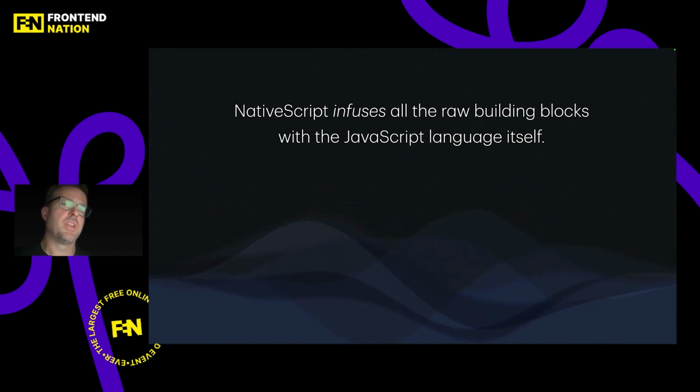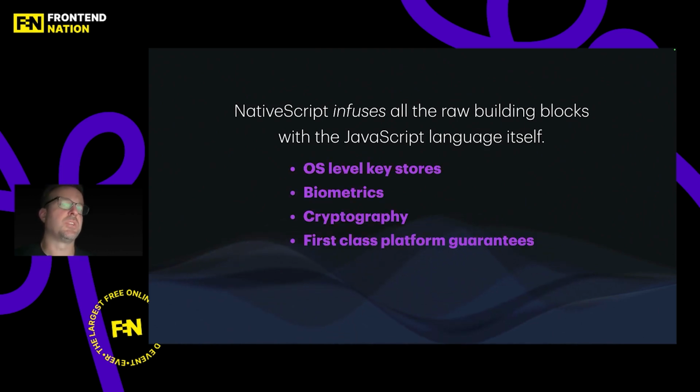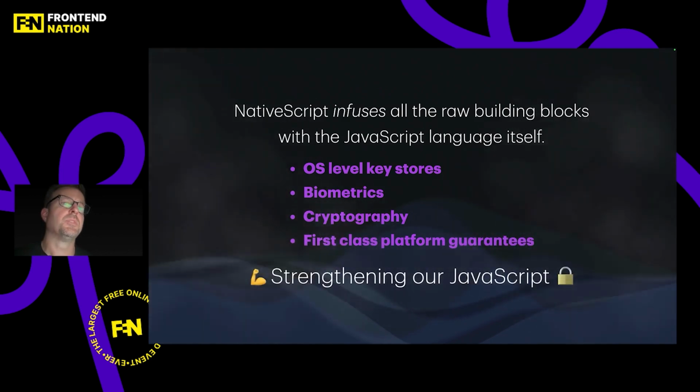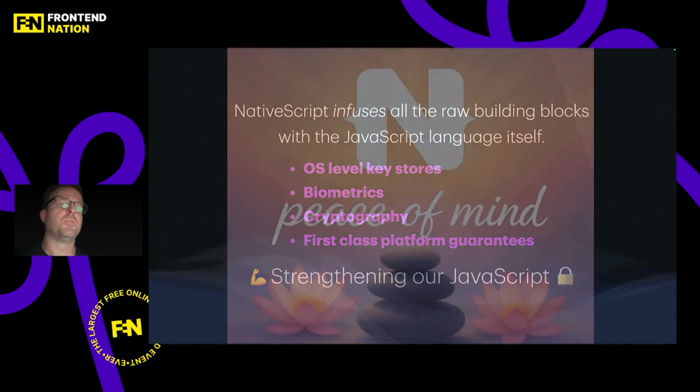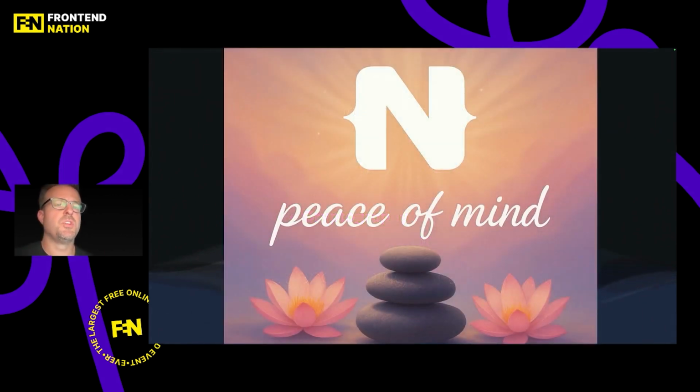NativeScript, on the other hand, infuses all the raw building blocks with the JavaScript language itself. These are things like OS-level key stores, biometrics, cryptography with first-class platform guarantees. This ultimately strengthens our JavaScript with more security. The catch is you're responsible for wiring it correctly. So let's do that together. The goal of this talk is to give you peace of mind to know that when you're developing with NativeScript, you can do it securely.